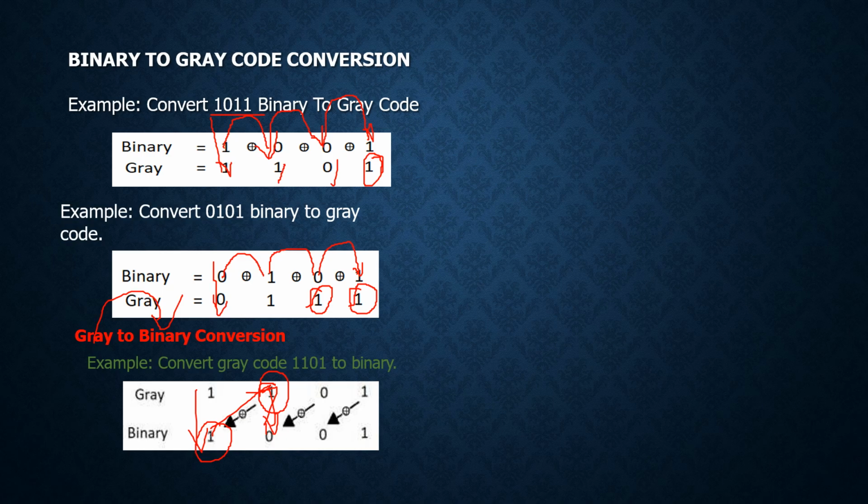In the same way, XOR the present binary value with the given gray third digit, then you will get the third digit of the binary value. Then you have to XOR this third digit with the last digit of the gray code, so that you will get the last digit of the binary. So this is how the conversion takes place.